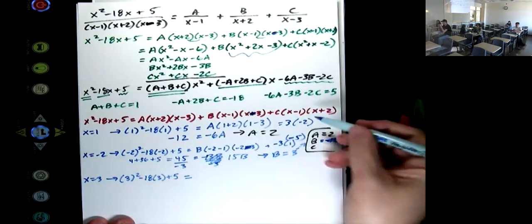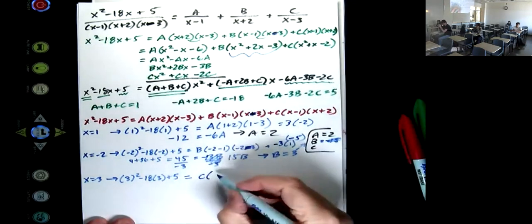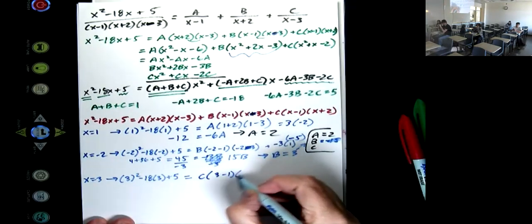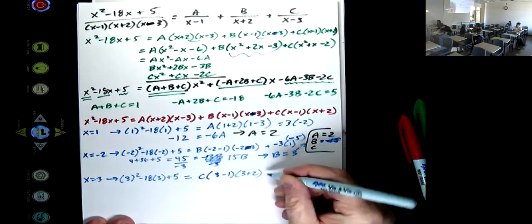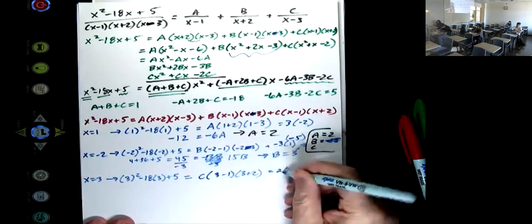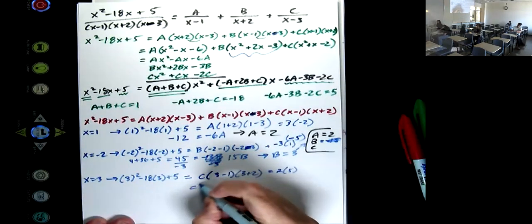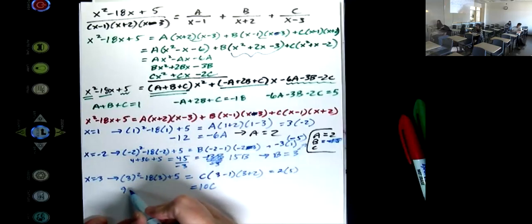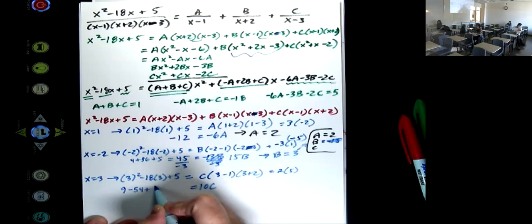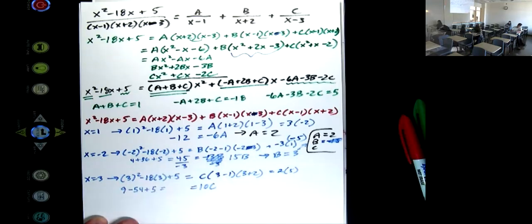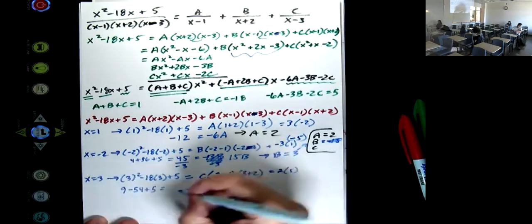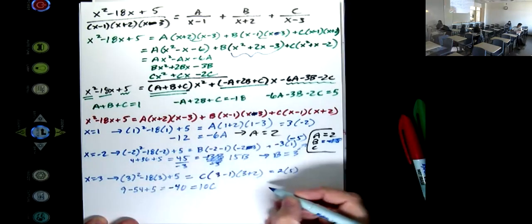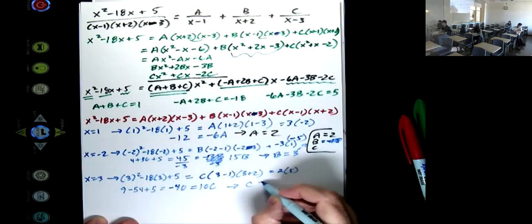The only one that's left is the C. And I got 3 minus 1 and 3 plus 2. And that's going to give me 2 times 5. So I get 10C on the right. On the left, I have 9 minus 54 plus not 5, plus 5. Negative 40. So C equals negative 4.